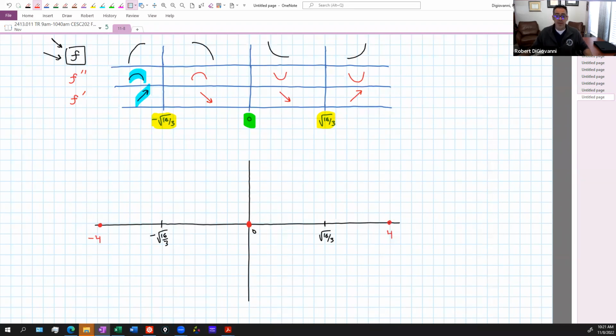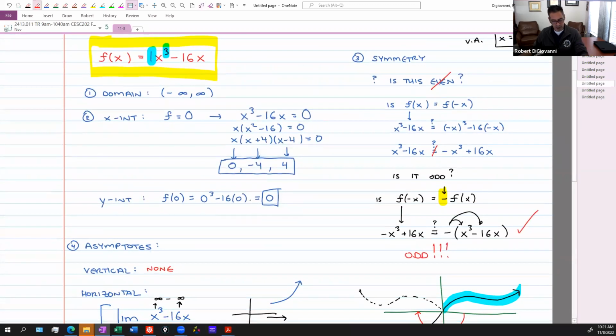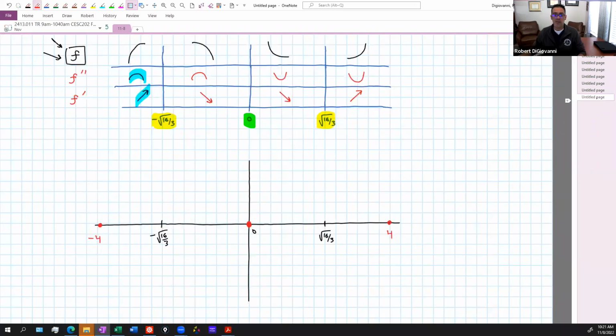Those are x-intercepts. Those are points on the function that are touching the x-axis. Right? Y-intercept. So I've got those. The y-intercept is 0. I already had that, don't I? On my picture, it's right there in the center. So I've got the y-intercept drawn.